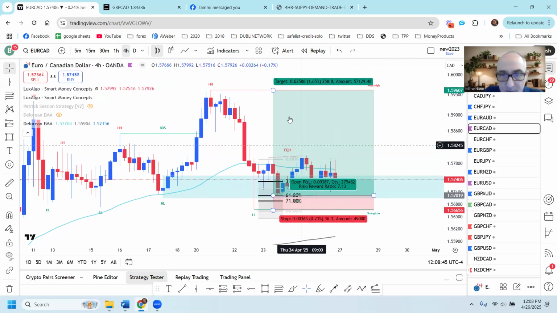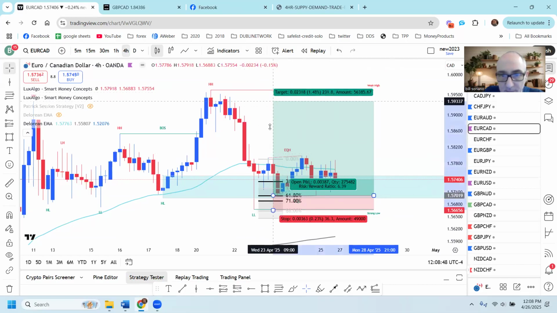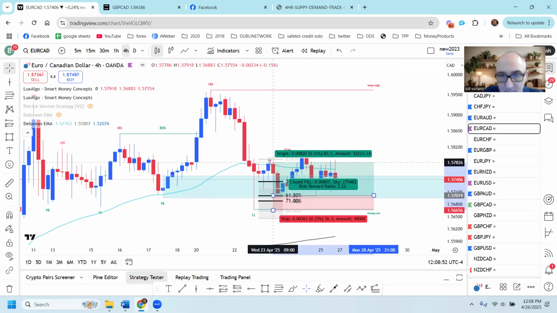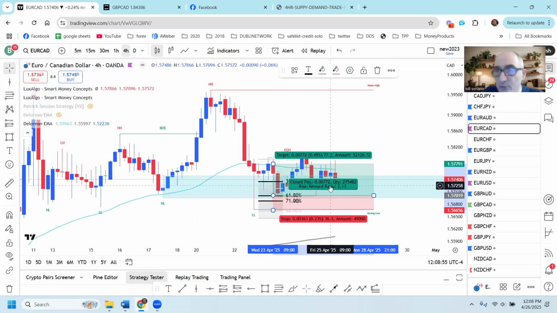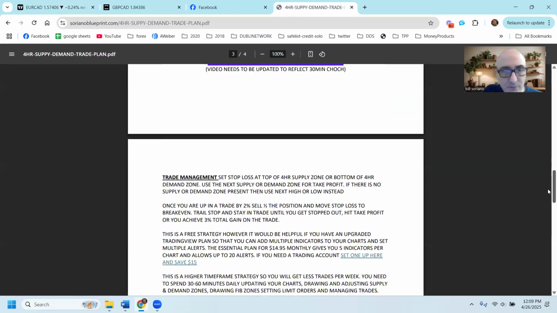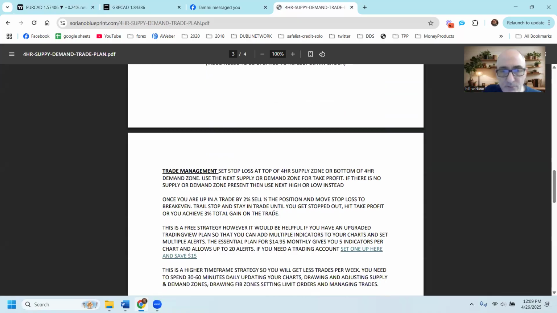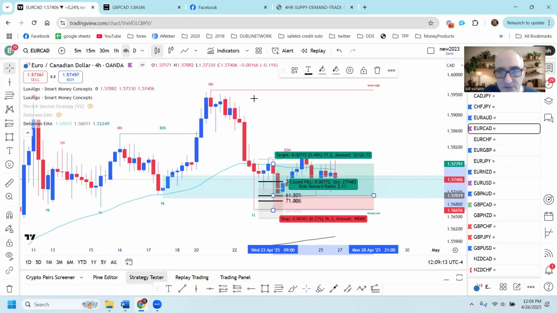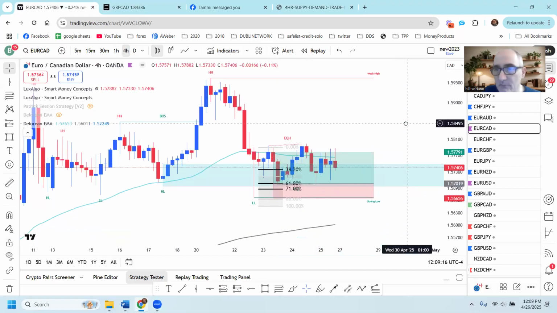as price moves up here, you actually acquire a 1 to 2, a 2% gain. So what does our supply and demand zone trade plan say here? Once you're up in a trade by 2%, sell half the position and move the stop loss to break even. So in this case, you would sell half that position. If you're risking 1% to get 2%, you're up 2%, you sell half of it, that's a 1% gain, because you only sold half, not the whole thing.